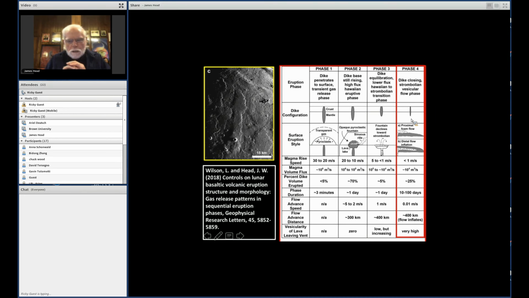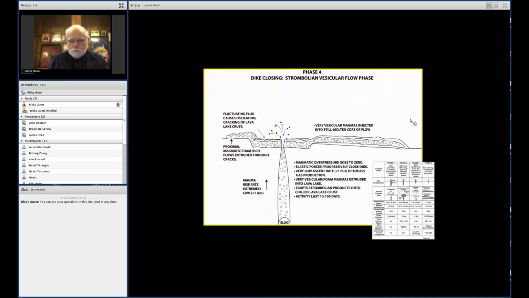It's exsolving a lot of volatiles, any of the residual volatiles, and then in that upper part of the dike, as the dike closes, that very vesicular material is being extruded out onto the surface. So this is a prediction for the late stage eruption that should look something like this. We should actually get proximal magmatic foam-rich flows that are extruded through cracks. We also should get very vesicular magmas injected into still molten lava flows.